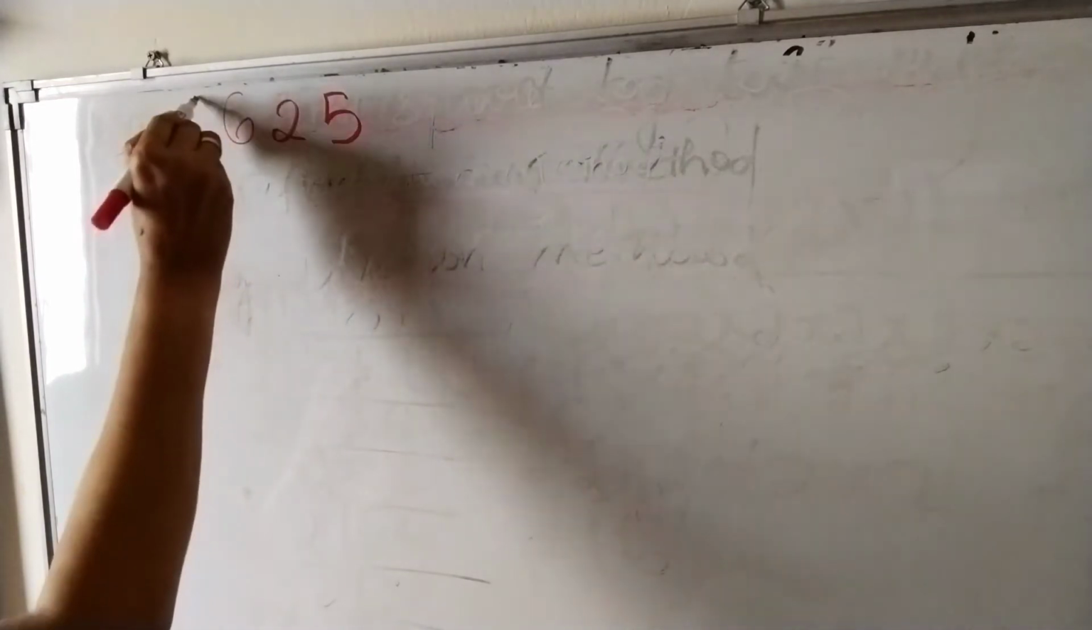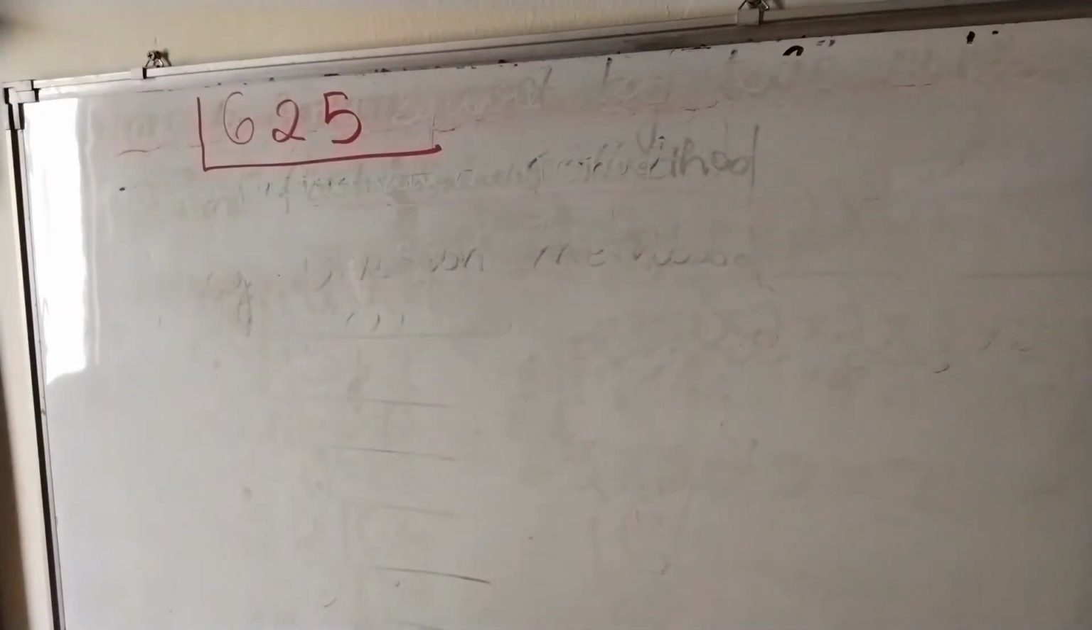625. First of all, we are going to check divisibility. We start with the small prime numbers. So 2 will not go. Next, we check whether 3 will go or not. How will you check? We add the digits: 6 plus 2 plus 5 is equal to 13. 13 is not a multiple of 3, so 3 will not go. Next, we check with 5.